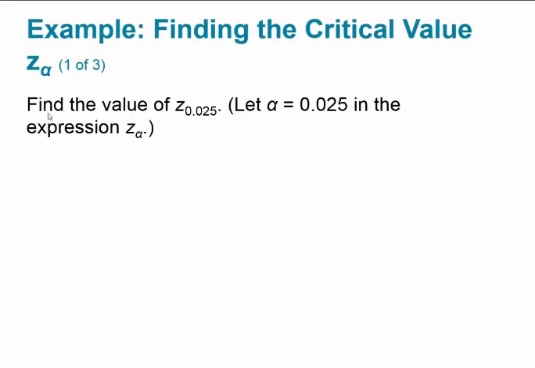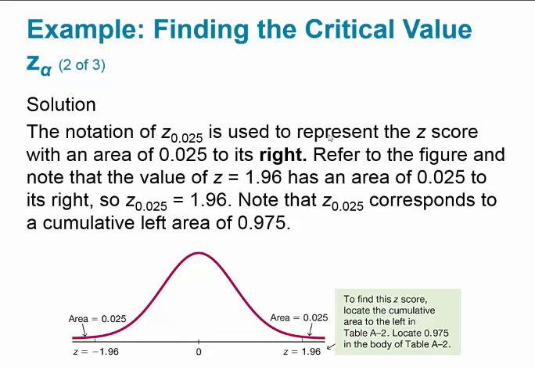So if we are asked to find the value of z 0.025, alpha is 0.025 in the expression, so we're going to find the value of this particular z-score. This notation is used to represent the z-score with an area of 0.025 to its right. If we refer to this figure, note that the value of z equal to 1.96 has an area of 0.025 to its right, so z 0.025 is equal to 1.96. One thing of note is that some of these values are standard, like 1.96. There's also 1.65, 2.33, 2.58, and those values are going to make sense as we get into hypothesis testing.